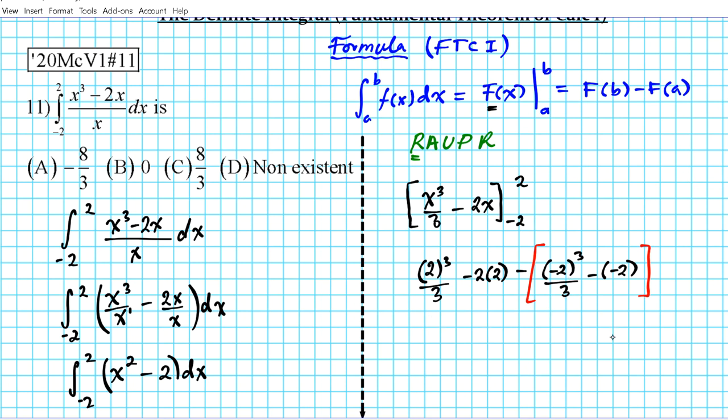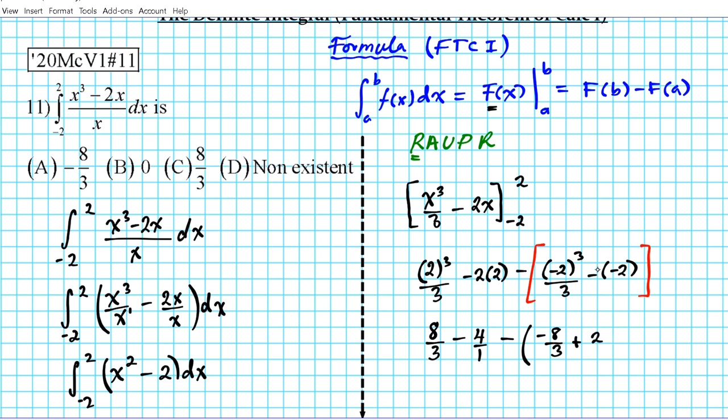Okay? All right, so from here on out, it's just going to be arithmetic. We're going to PEMDAS this expression real quick. 2 to the third is 8. 8 over 3 minus 4. Let's write that as a fraction. Minus, and then negative 2 to the third power is going to be negative 8 over 3. And then minus minus is plus 3. Plus 2. Okay.